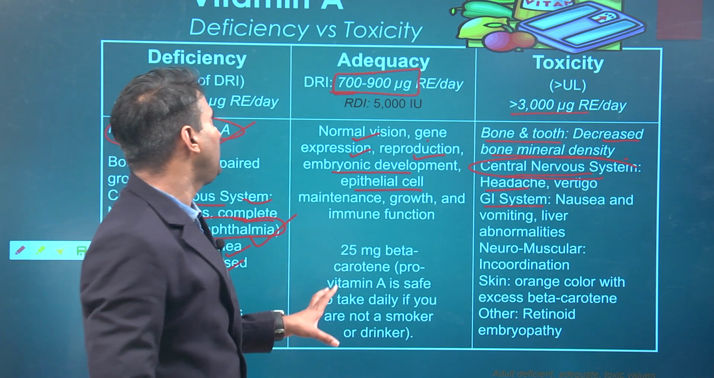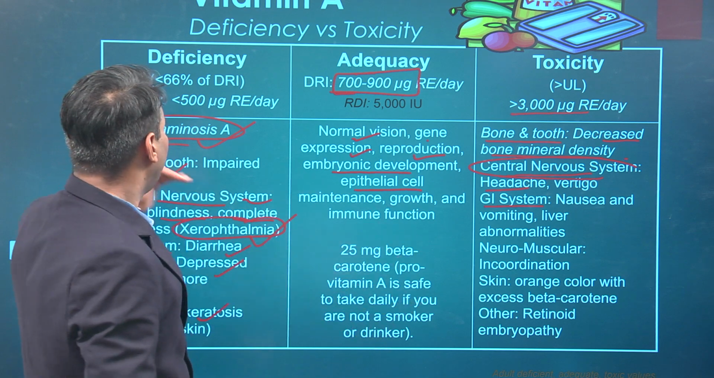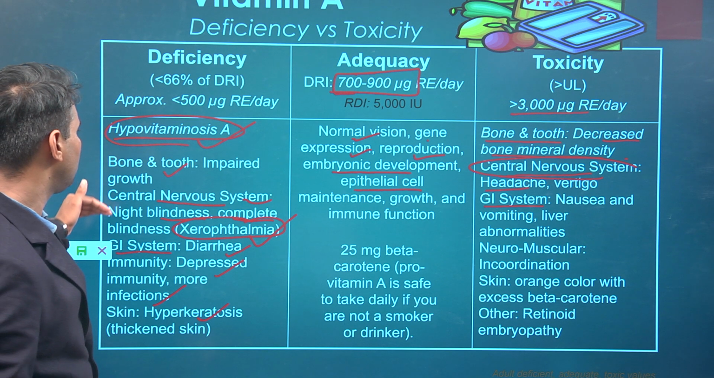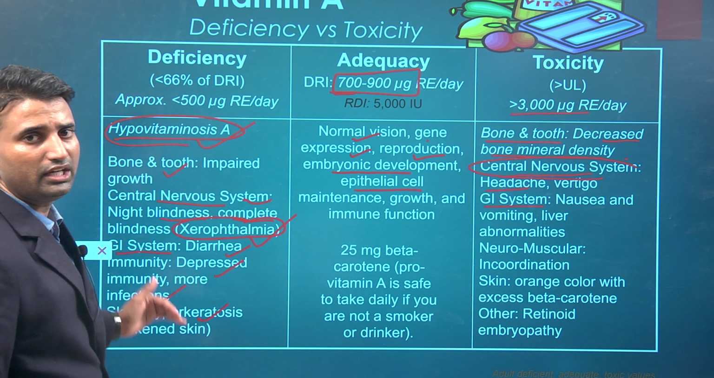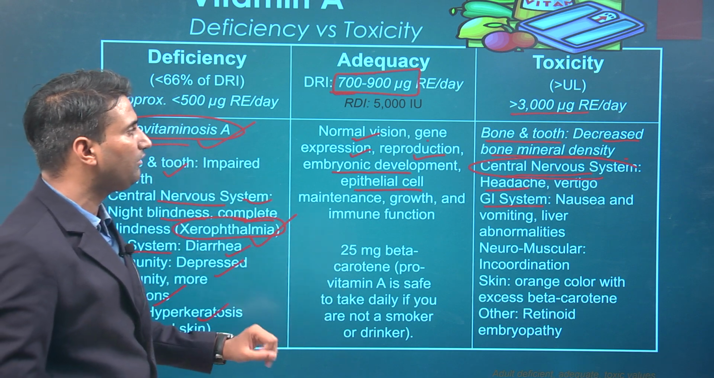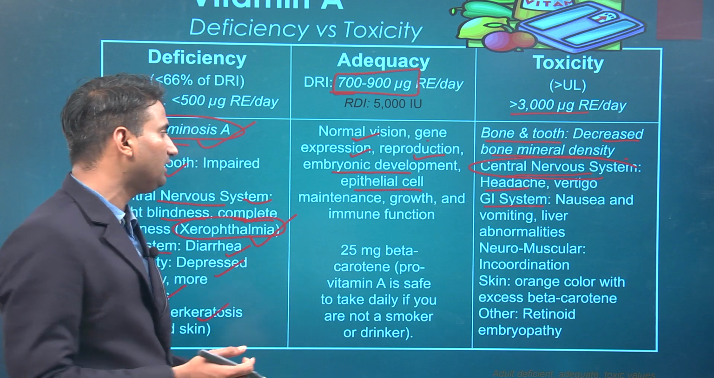So in this slide on vitamin A, we have learned about the deficiency, adequacy and toxicity. In the deficiency, we have also learned about hypovitaminosis. We have discussed the bone and teeth problems, GI system problems and skin problems. In the toxicity, we have discussed the same or opposite effects.